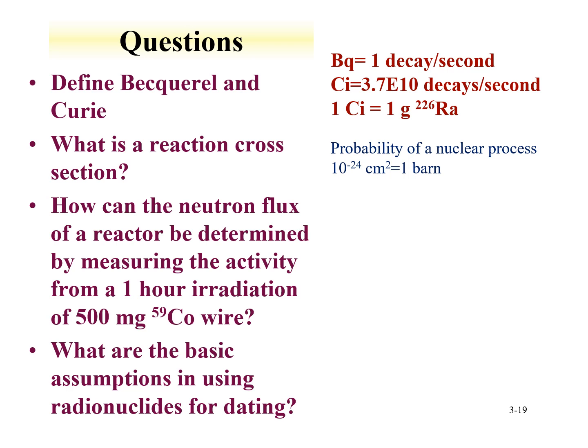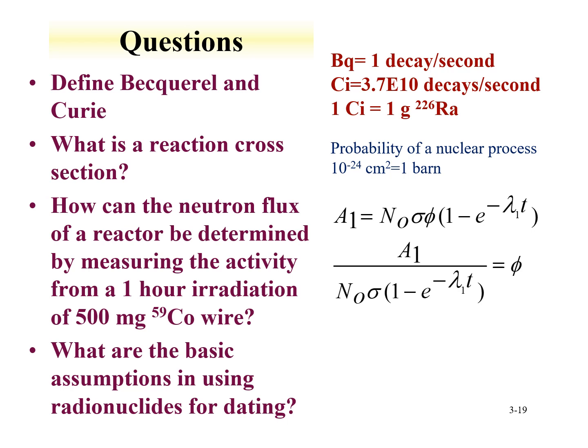So how can you determine a neutron flux in a reactor if you irradiate a certain amount of material for a given period of time? In this case, let's use the irradiation of a wire of cobalt, 500 milligrams of it for 1 hour. Just use this equation where the activity you can measure. You can pull out the cobalt, measure it, the activity is equal to the amount of the cobalt-59.